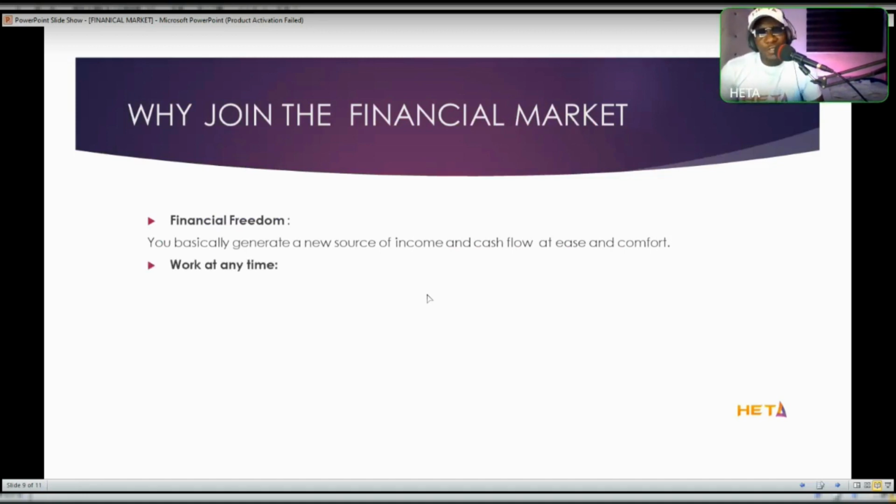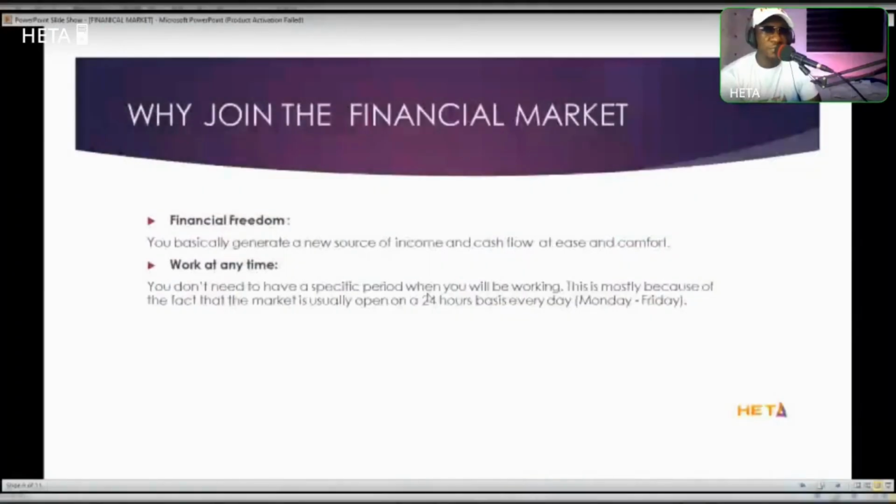You get to work at your own time. Imagine being your own boss. You call the shots. So you get to work at your own time, and you don't need to have a specific period when you will be working. This is mostly because the market usually operates on a 24-hour basis every day, Monday through Friday. So you get to be your own boss, right?